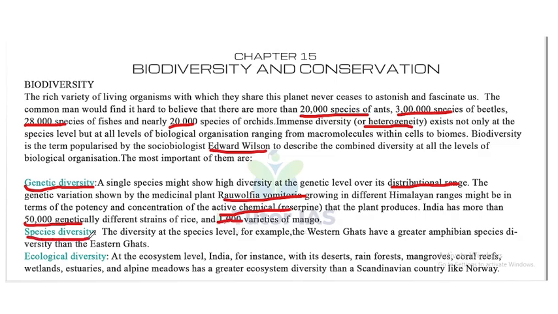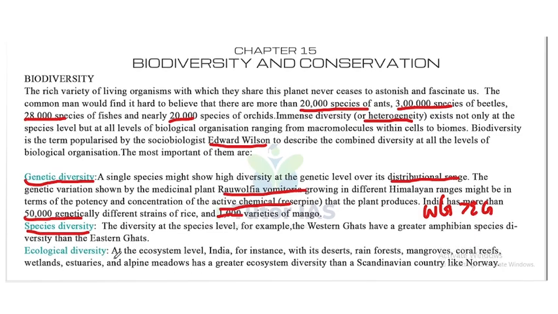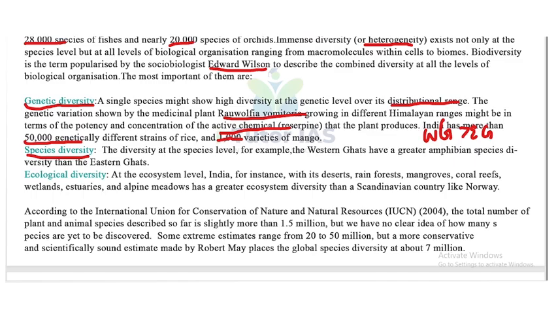Now let's see species diversity. What is species diversity? It is nothing but the diversity at the species level. For example, the Western Ghats have a greater amphibian diversity than the Eastern Ghats. It's due to various other factors, but there is greater species diversity of amphibians in the Western Ghats than the Eastern Ghats. So this is genetic diversity, and now we have seen species diversity.